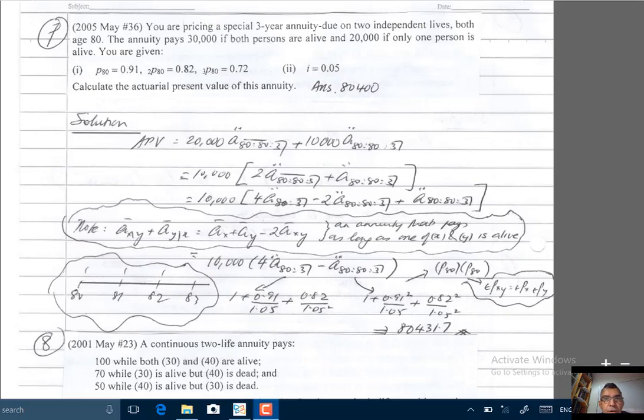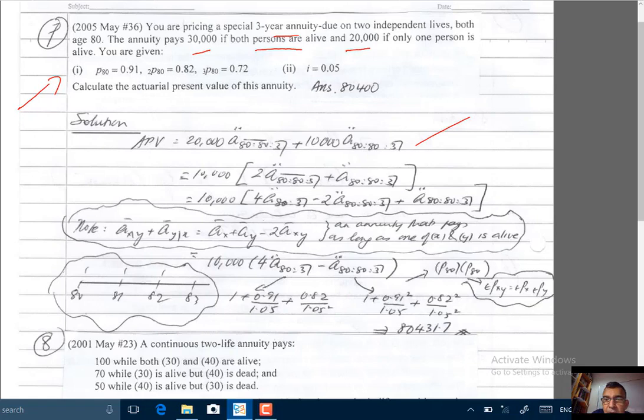Question 7. You are pricing a special 3-year annuity due on 2 independent lives, both age 80, and the annuity pays $30,000 if both persons are alive, and $20,000 if only one person is alive. You're given some probabilities, P80, 2P80, and 3P80. Interest rate is 5%. You're asked to calculate the APV of this annuity.